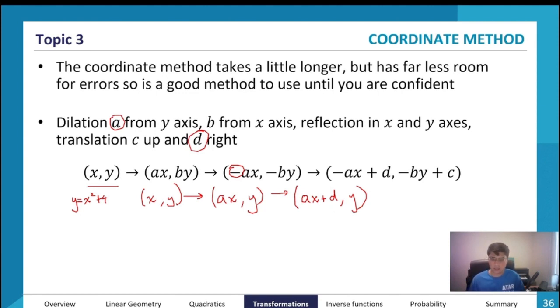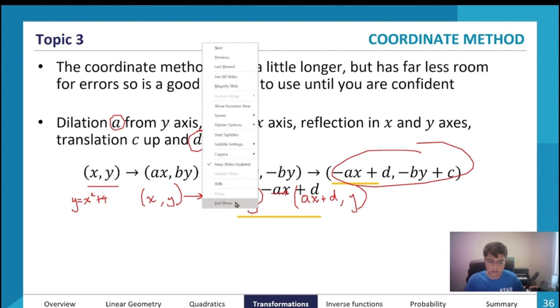What this final set of coordinates gives us is every point on the transformed graph. But how do we find the equation of that transformed graph given this information? What we then do, and I'll just get rid of my scribbles here.